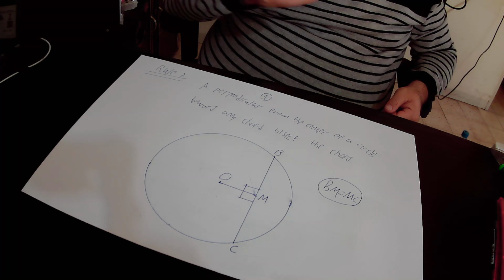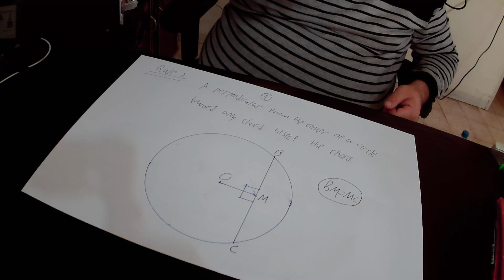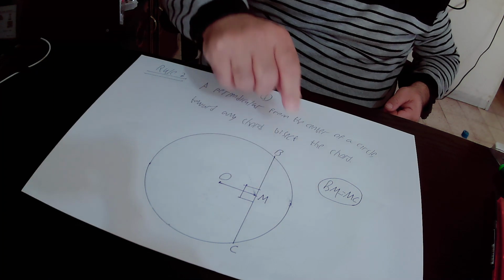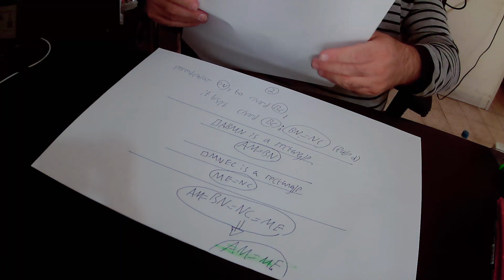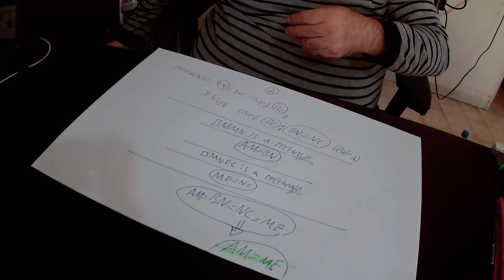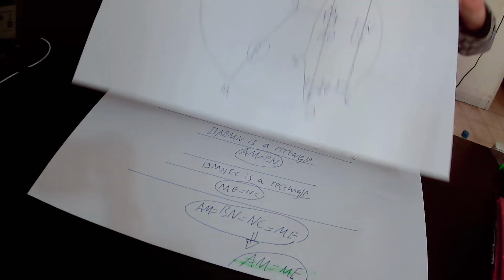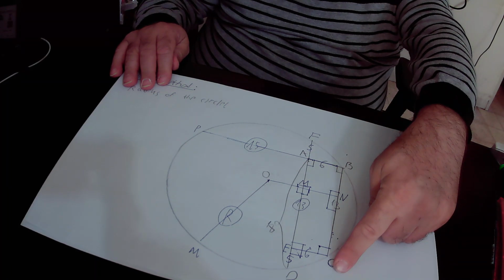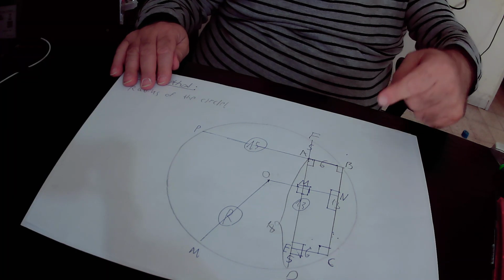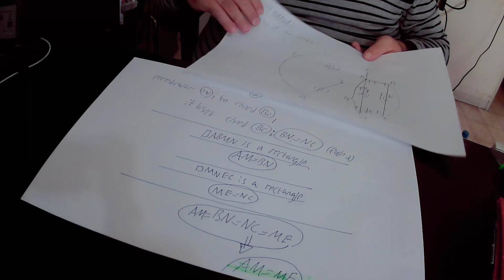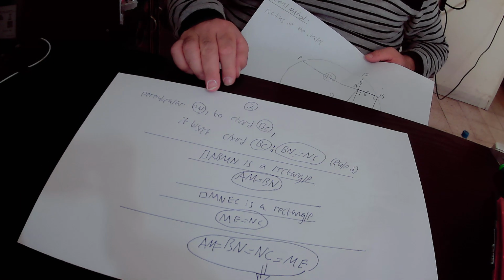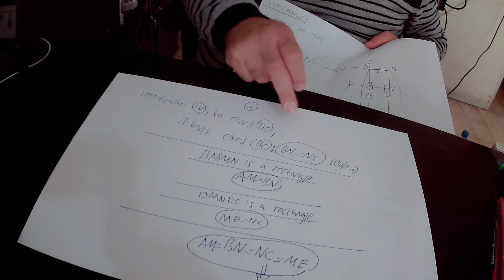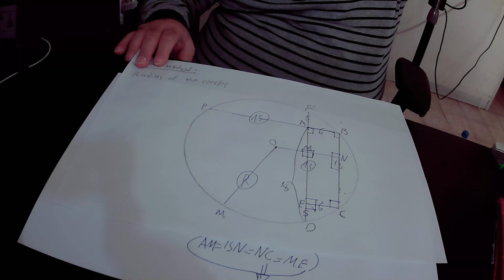So whenever you draw from the center of a circle a perpendicular towards any chord, it will bisect the chord. Here, the perpendicular OM from the center of the circle bisects chord BC, that is to say BM equals MC. So you can implement rule number 2 in our drawing. Why? Because in our drawing, from the center of this circle, that is to say from point O, we have perpendicular ON to chord BC. And therefore, according to rule number 2, it will bisect the chord. That is to say BN equals NC. Okay.